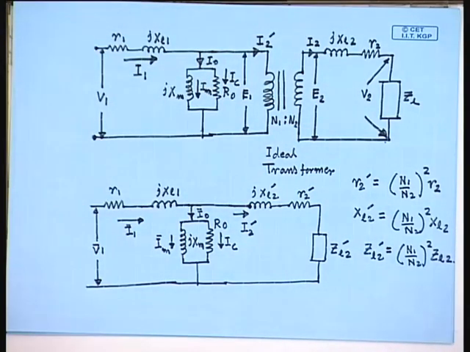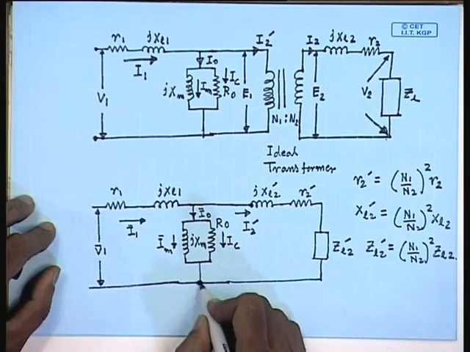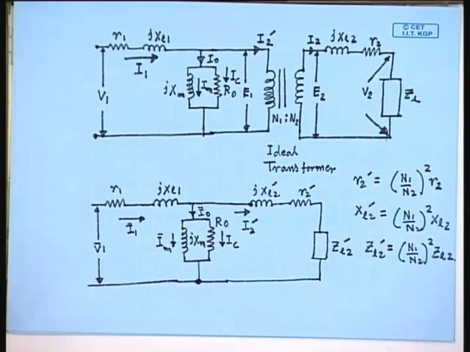The dashed quantities are called the referred impedance of the secondary side referred to the primary side, and the equivalent circuit thus obtained is called the exact equivalent circuit of a single phase transformer referred to the primary side, that is the side with suffix 1 and number of turns N1.